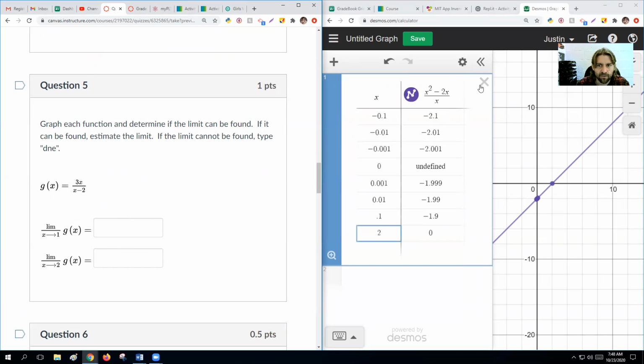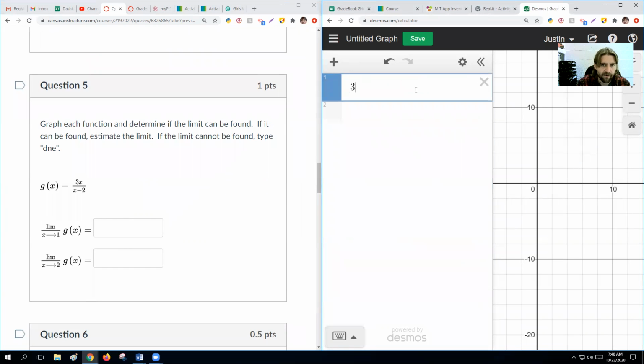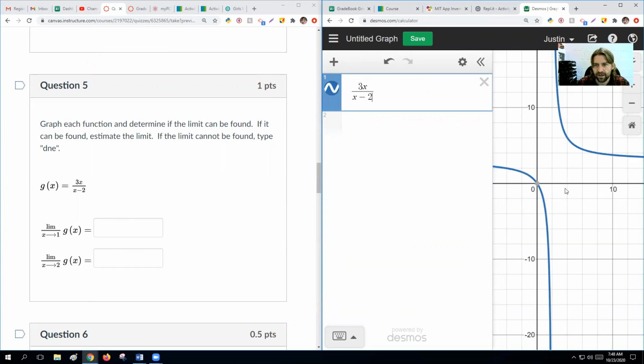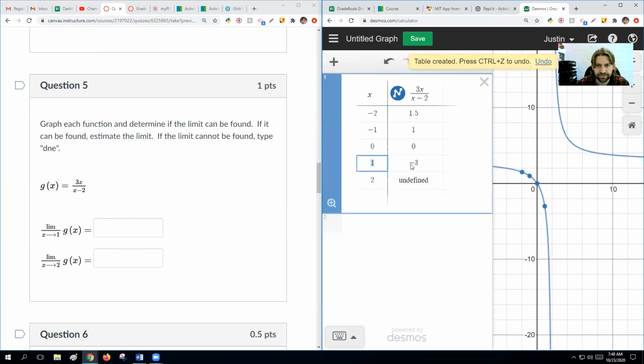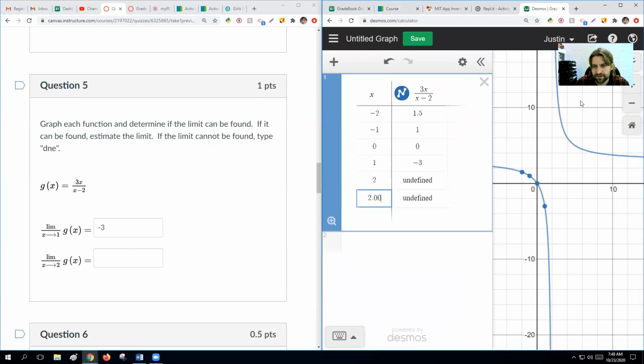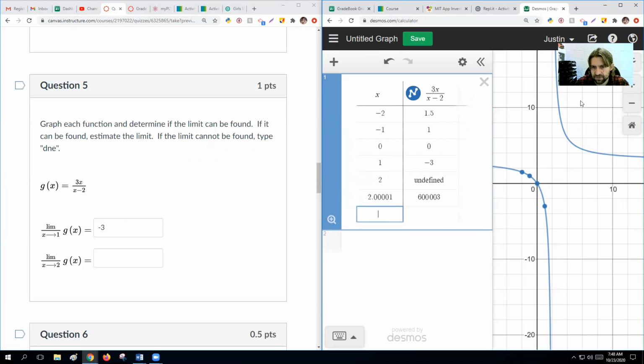Let's see. I could plug 1 in, right? I got 3x divided by x minus 2. I could plug 1 into the table here. Actually, we see 1 does go to -3. All right, what about 2? Well, 2, it says undefined. Well, let's get a point. 2.001. Oh, that's a huge number. Let me go to the left of 2. 1.999. That's a huge negative number.